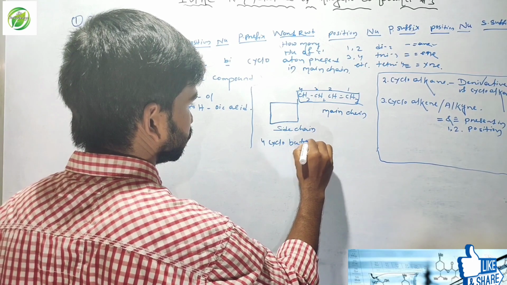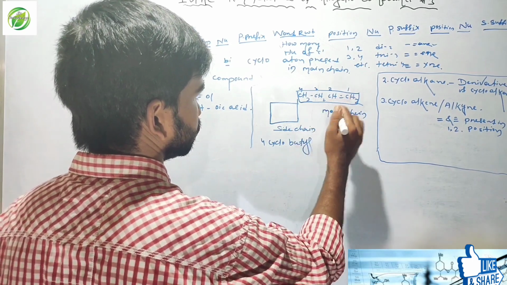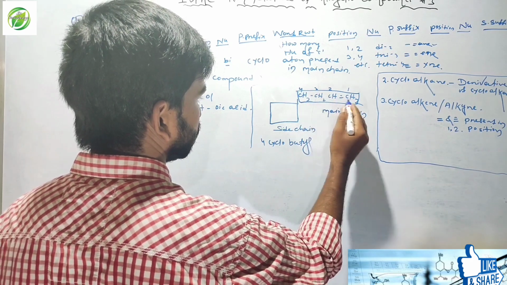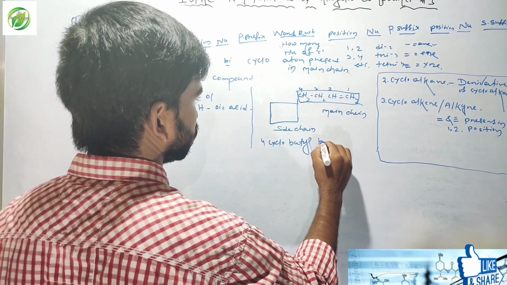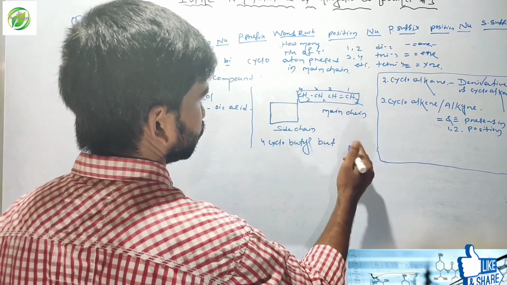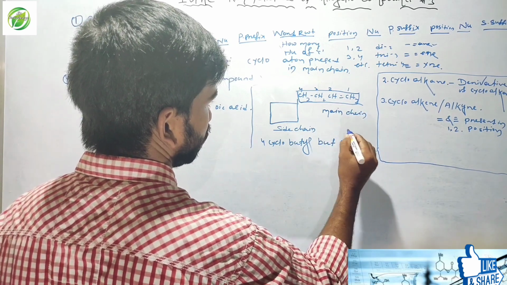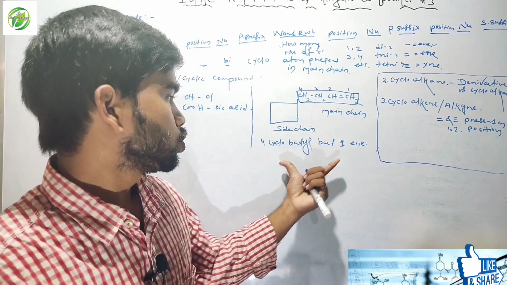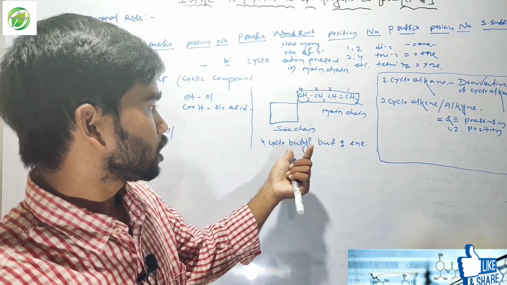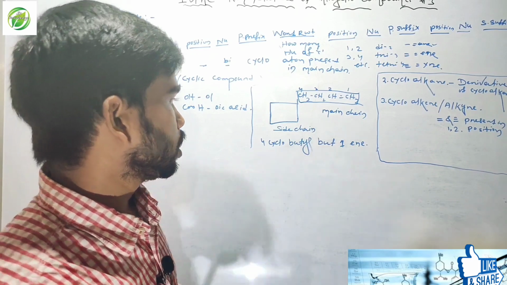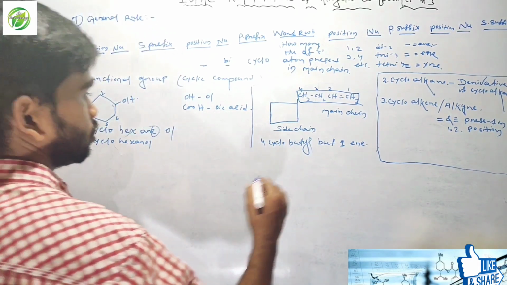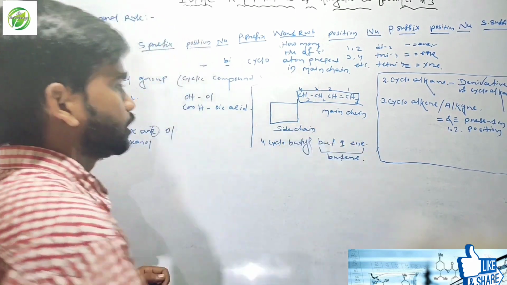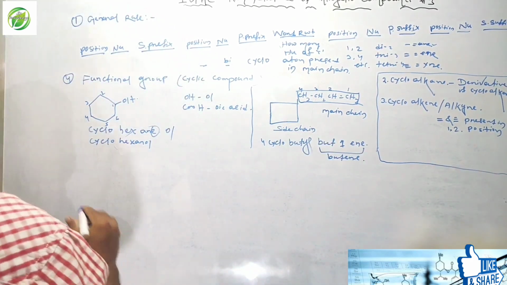The resultant name of this compound is, in the fourth position, 4-cyclobutyl. Four carbon atoms are present, so but, and in the first position 1-ene. So the resultant name of this compound is 4-cyclobutyl but-1-ene. Also write butyl. Let's take another example.